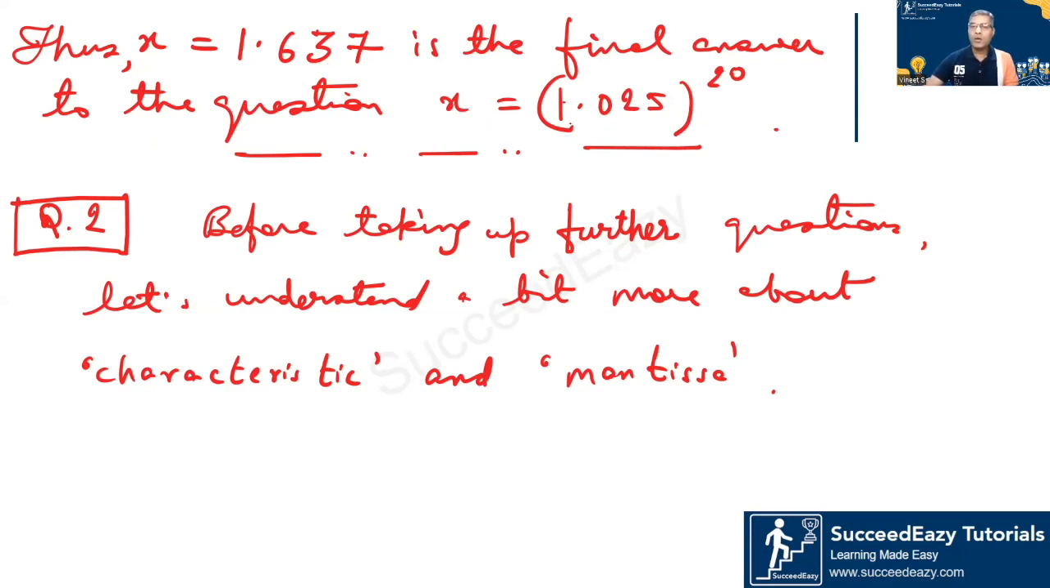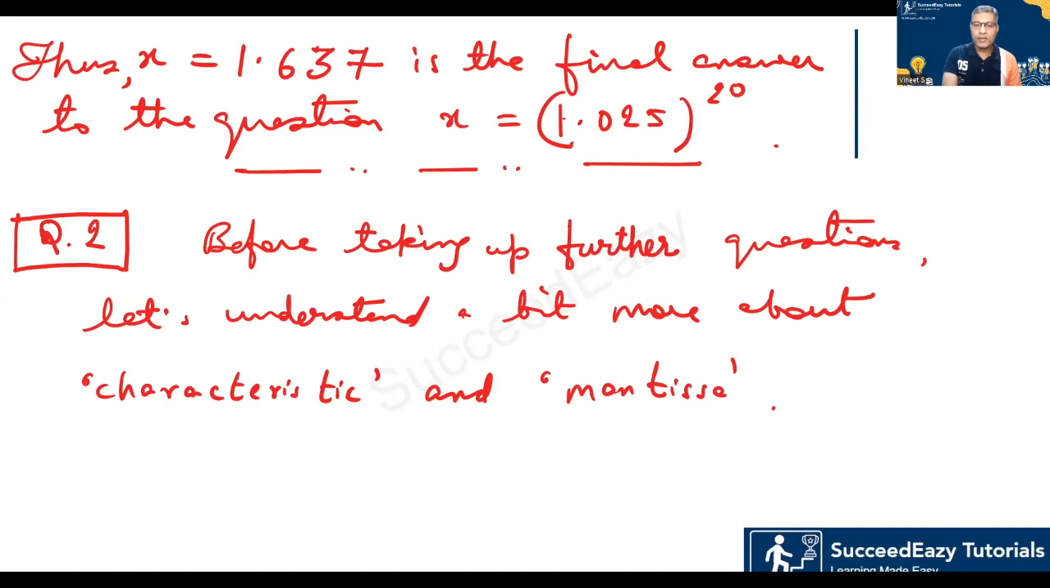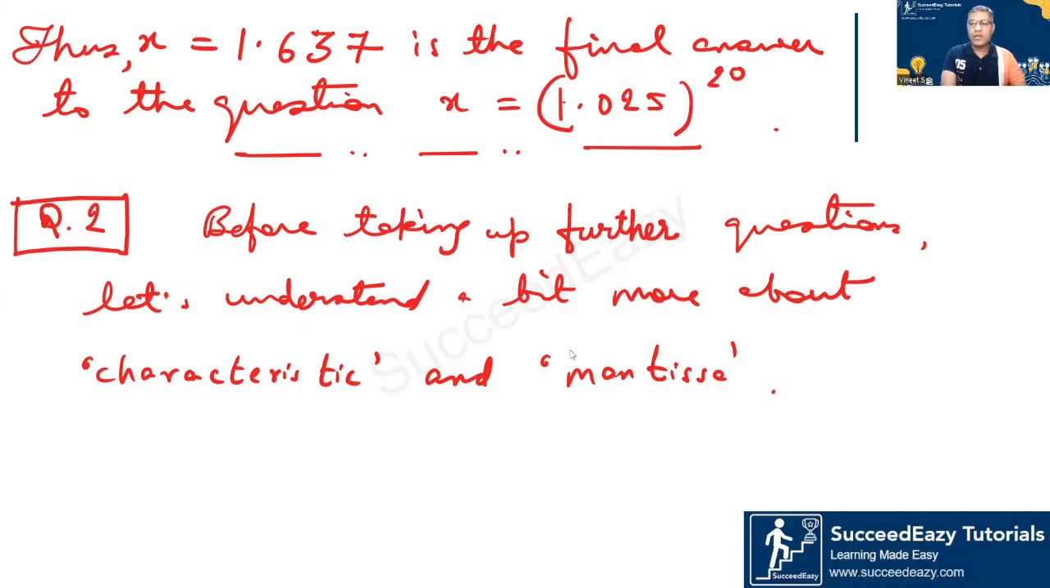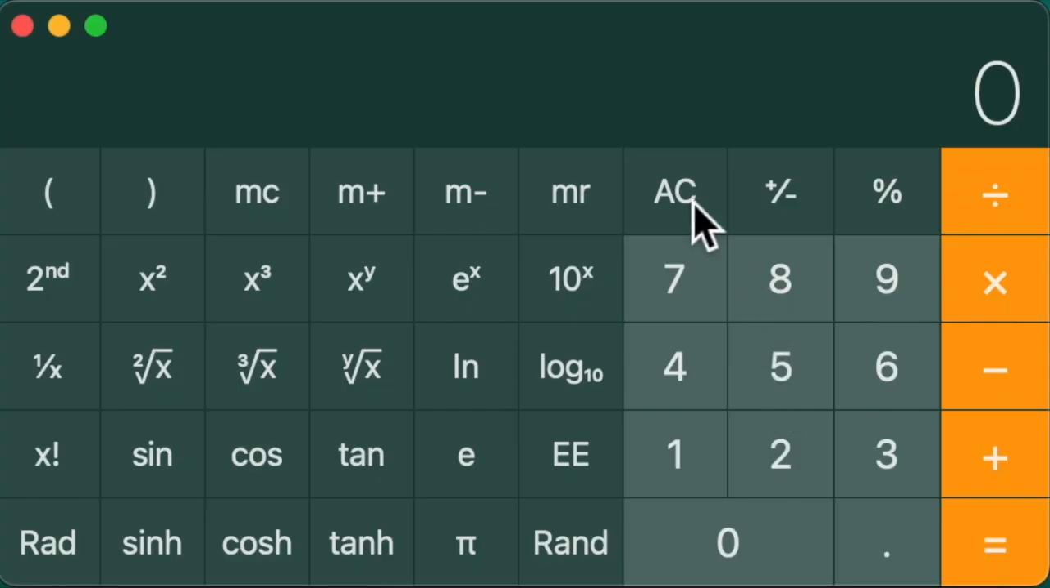x is equal to 1.025 raised to the power 20. Now, let us see whether this is close to the actual. Let me just pull up my calculator, and I hope my calculator is visible to you right now. I'll put 1.025 as x, and I'm raising it to 20.